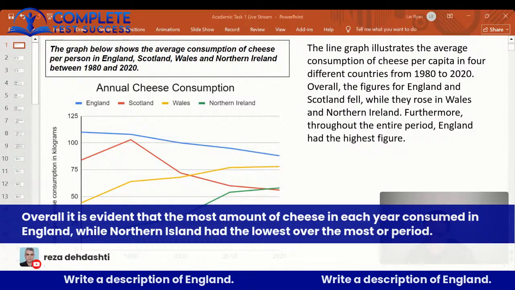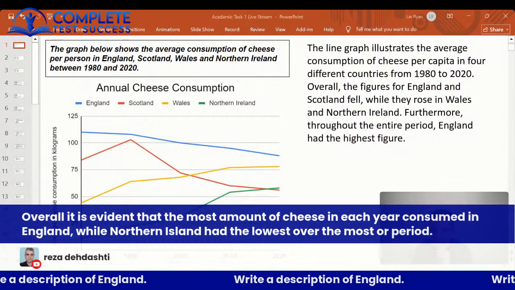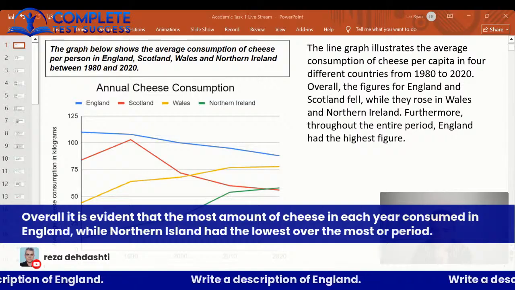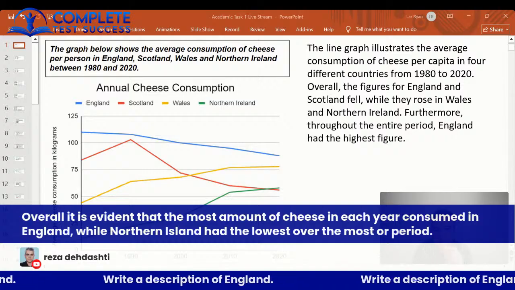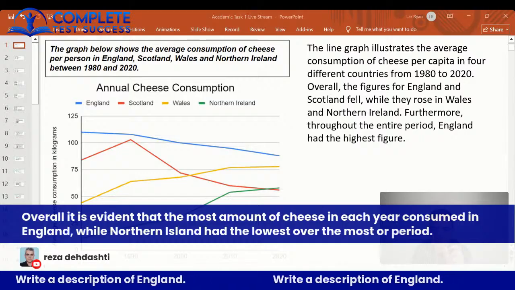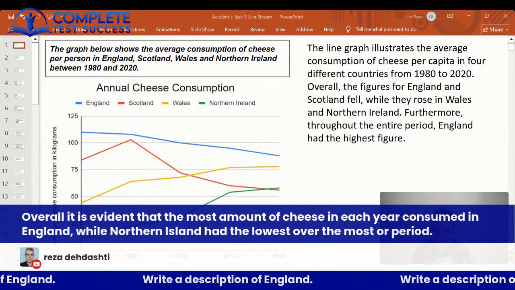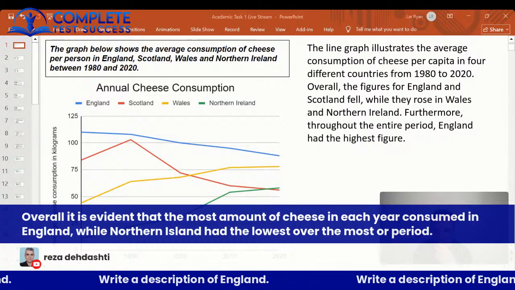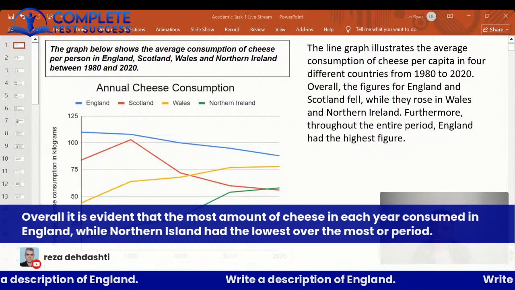Okay, Reza. Hi, Reza. Overall, you need a comma after overall. "Overall, it is evident that the most amount of cheese in each year consumed in England." So we don't say the most amount, that doesn't go together. So it would be the largest amount. The largest amount of cheese consumed in each year was in England. So you're kind of mixing up the sentence structures there. While Northern Ireland, you have a spelling mistake there. Northern Ireland had the lowest over most of the period.